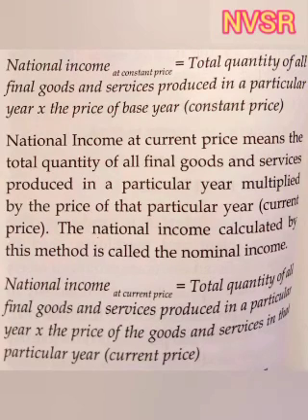Net national income (NNI). The net national income is arrived at after deducting consumption of fixed capital from gross national income. NNI equals GNI minus consumption of fixed capital. It is known as the national income. By dividing this by the estimated population, per capita income is arrived at.